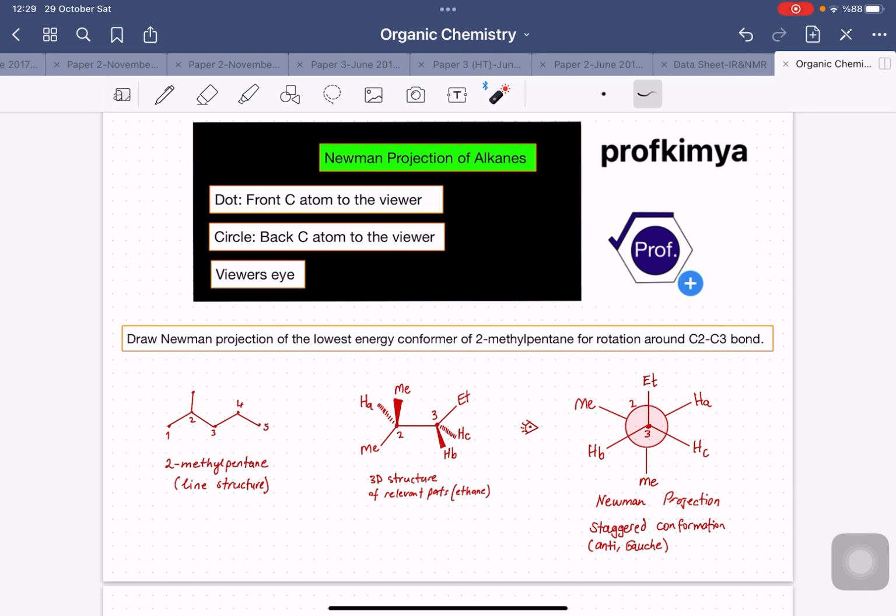That's it. In this video we have learned how to draw Newman projection of an alkane molecule and analyzed lowest energy conformer of this molecule as well.